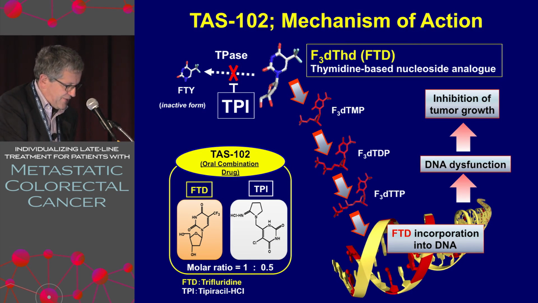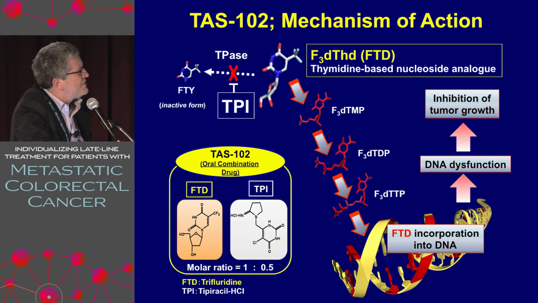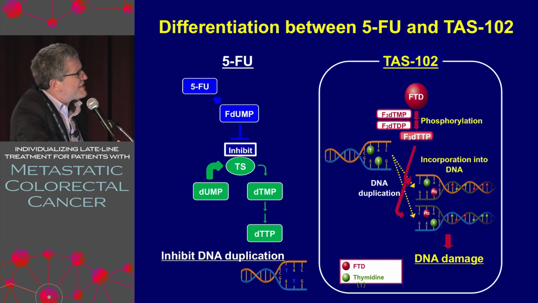TAS-102 is another option. We discussed that this morning, Axel and myself. We didn't go into detail on the mechanism of action. TAS-102 is a fixed combination of different chemical substances, FTD plus TPI, which both have a contribution. TPI is tipiracil and FTD is trifluridine. And it has a different mechanism of action from 5-FU. It's not just a 5-FU.